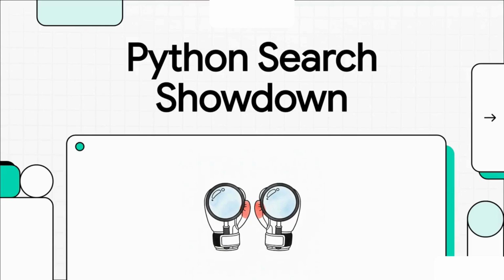Today, we are staging a search showdown. We're going to look under the hood to see how our devices find that one specific contact or photo in a sea of data. It's a real battle of algorithms, so let's dive right in.